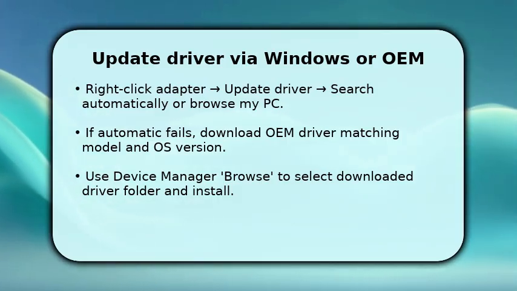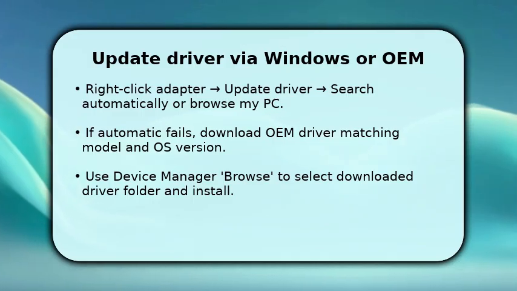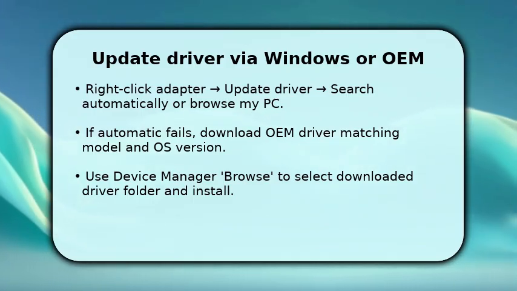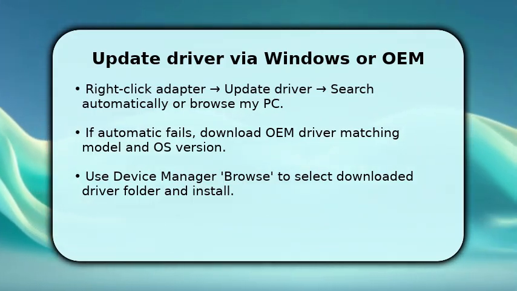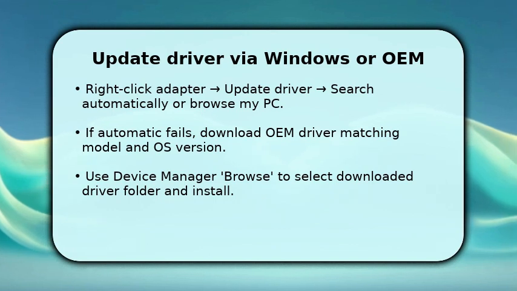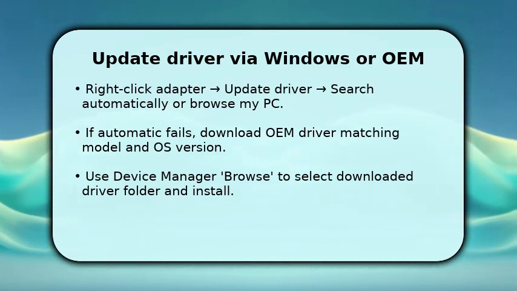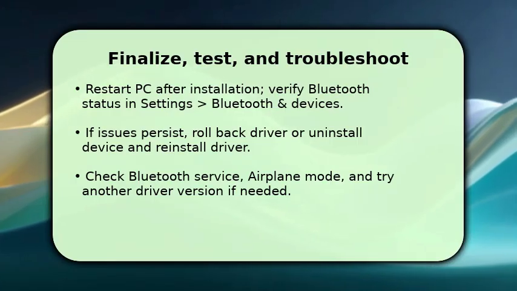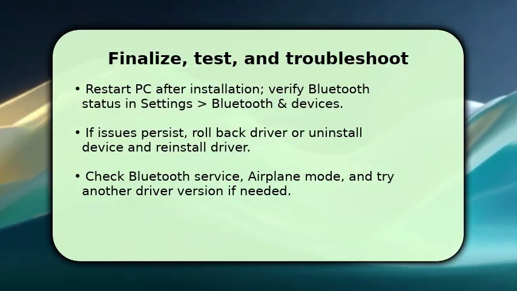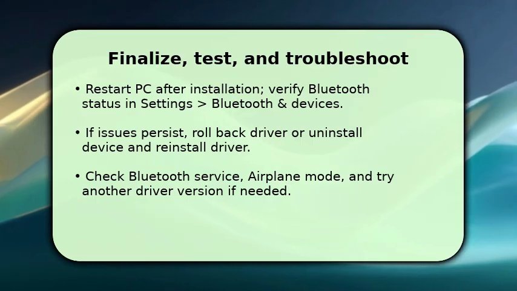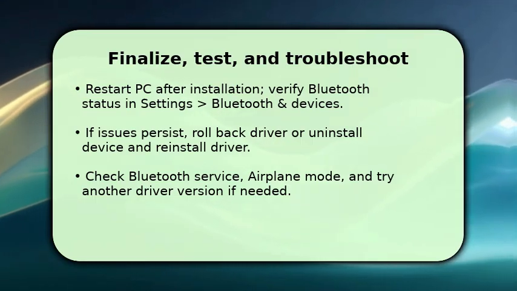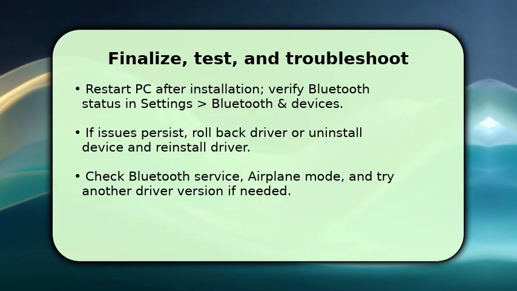Once downloaded, return to Device Manager, pick Update Driver, then Browse My Computer, point to the folder you saved, and follow prompts to install and replace the existing driver. After installation, restart your PC to apply changes and then open Settings, Bluetooth and Devices to confirm the adapter appears and can toggle on. Test pairing with a known device.